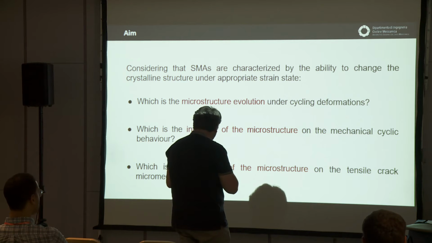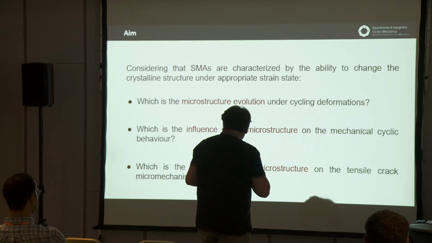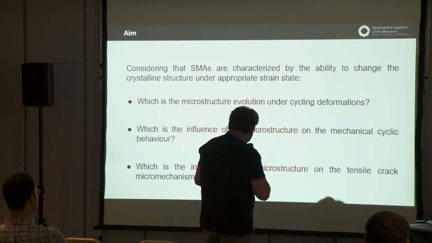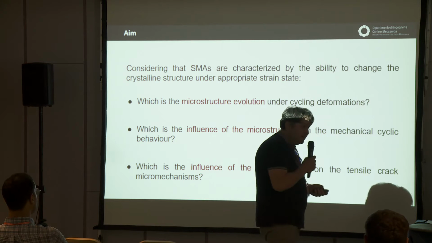So these are the questions aimed at in our work. Which is the real microstructure evolution under cyclic deformation? Which is the influence of the microstructure on mechanical cyclic behavior? And which is the influence of the microstructure on tensile crack micromechanisms?